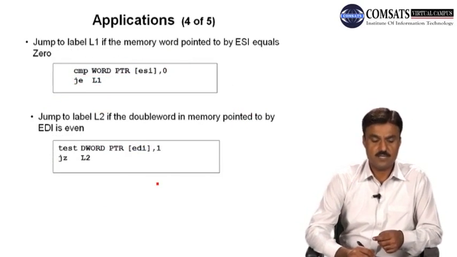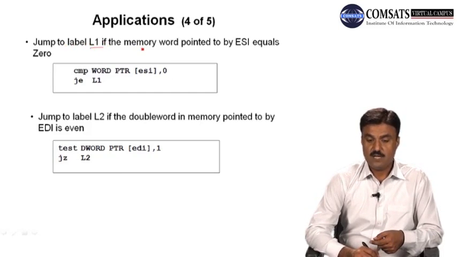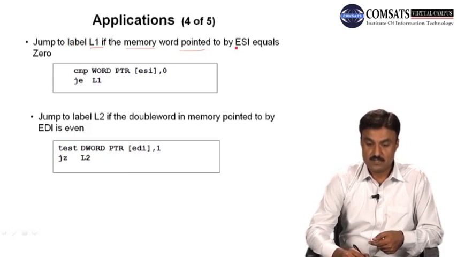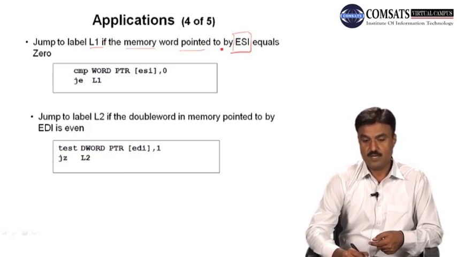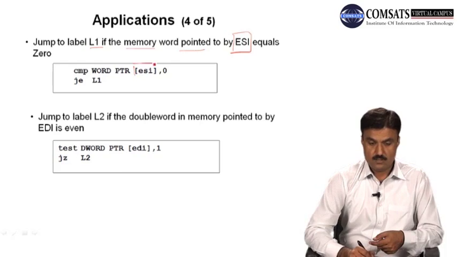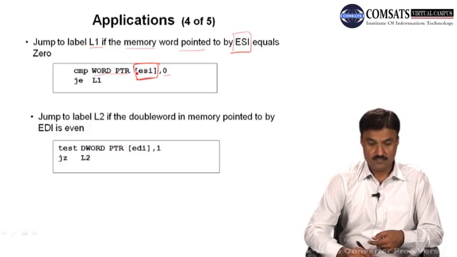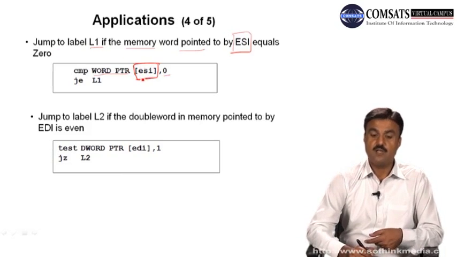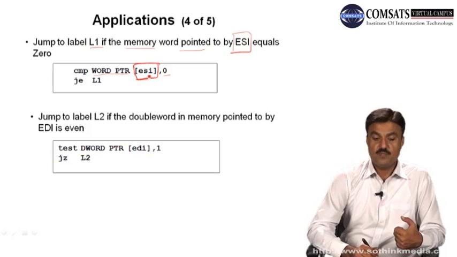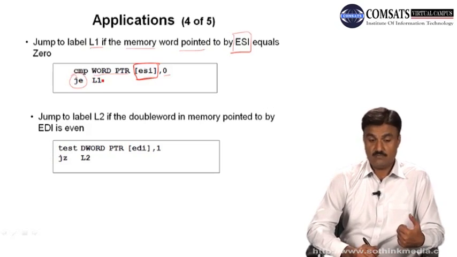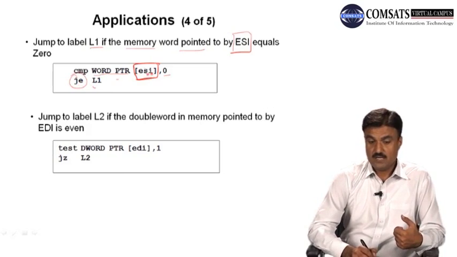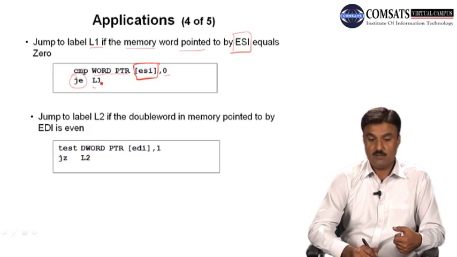This is the fourth application. You can see: jump to the label L1 if the memory word pointed to by ESI is equal to 0. So we are using a memory word here. ESI points somewhere, so we use compare with a word pointer. If the value pointed to by the address inside ESI in memory is equal to 0, then we jump equal, so it will jump to label 1.